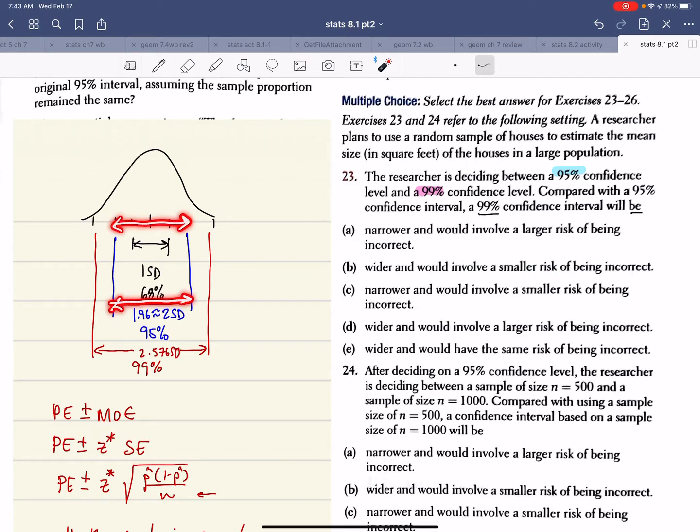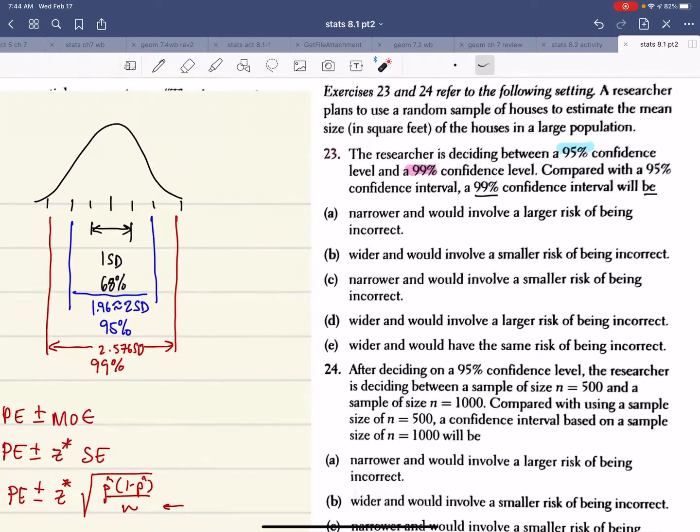And so notice we learned last class that the 68, 95, 99.7 rule states that, just rounding, about one standard deviation from the mean is 68% of the data. About two standard deviations from the mean is 95%. And then 99.7% would be 3 standard deviations. So I wrote out these critical values from the table just so you could see what this means.